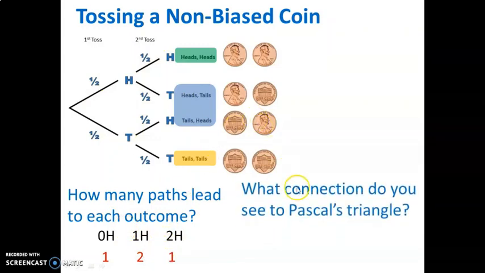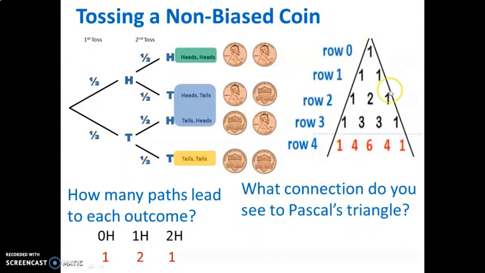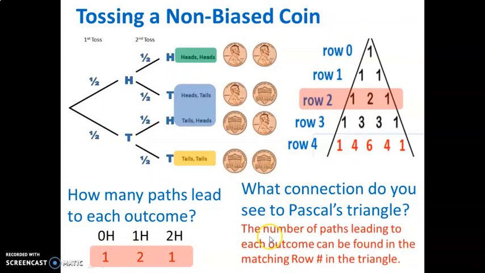Now, what connection do you see to Pascal's triangle? So here's a bit of Pascal's triangle. Do you see a connection? I think the connection is pretty obvious in this case. We see these number of paths here, and they match this row in Pascal's triangle. This is not coincidental, and this is key to what we're going to be looking at here. So we see 1, 2, 1, 1, 2, 1. So row 2. Notice the number of paths leading to each outcome can be found in the matching row number. We had 2 trials occurring here, so we go to row 2 in Pascal's triangle. 2 trials means row 2, and then we have all the possibilities here.